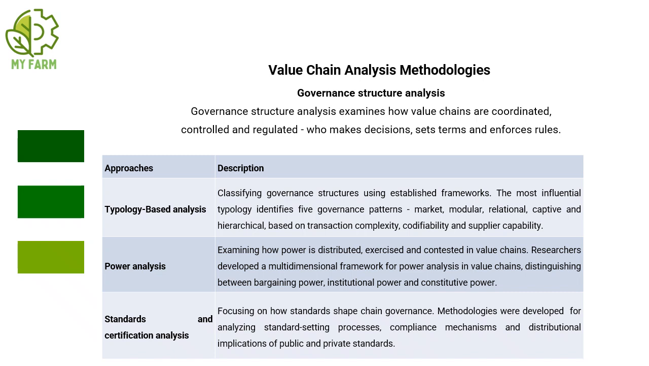Typology-based analysis classifies governance structures using established frameworks. The most influential typology identifies 5 governance patterns based on transaction complexity, codifiability, and supplier capability: market, modular, relational, captive, and hierarchical. Each type has different implications for power distribution and upgrading opportunities. Power analysis examines how power is distributed, exercised, and contested in value chains. A multidimensional framework was developed, distinguishing between bargaining power based on market position, institutional power derived from formal authority, and constitutive power that shapes what is considered normal or legitimate in the chain.